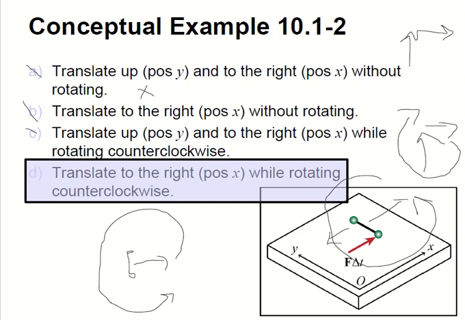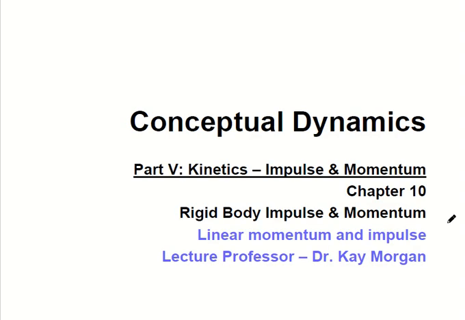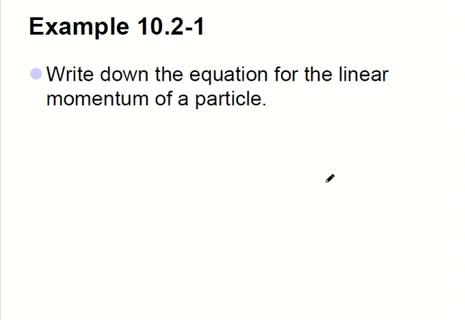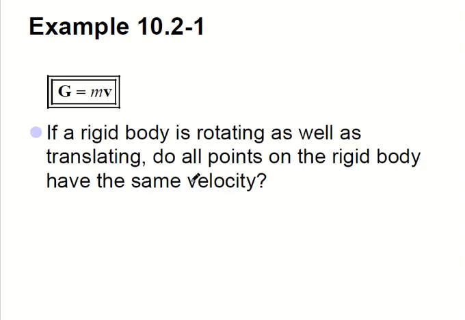Okay. Then we will come into rigid body impulse and get into linear momentum and impulse. So let's see another question. We have to write down the equation for the linear momentum of a part. That's kind of like a review. So you go, momentum is mv, and then if a rigid body is rotating as well as translating, we usually do it like this, either go clockwise or anticlockwise and translate.